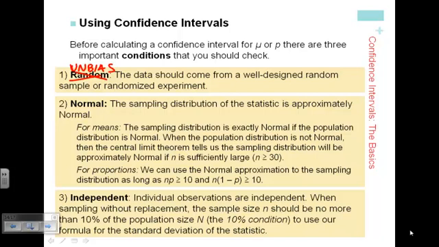And why do we do that? Because our critical values are z-values. They're coming from a normal distribution. If we use a critical value that's a z-value and we're not normal, again, we're bogus.